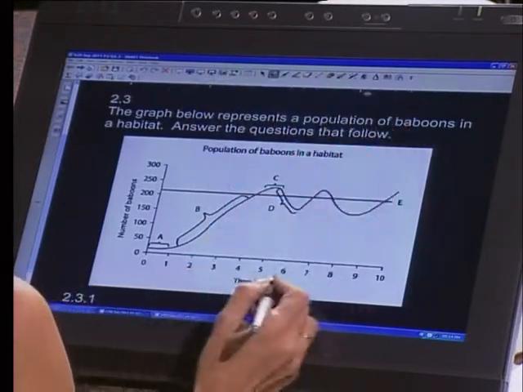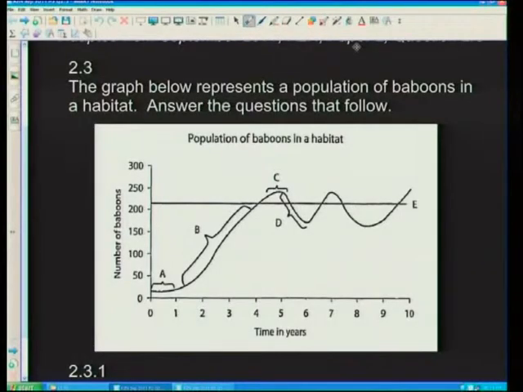All right, so we've got that, and it's A, B, C, D, and E. The type of graph you're looking at here is an S-shaped, or we can call it a sigmoid graph. So what we do immediately is look at this and say, right, A is the lag phase. It's the lag phase because, people, this is when the organisms move into an area and they are acclimatizing.